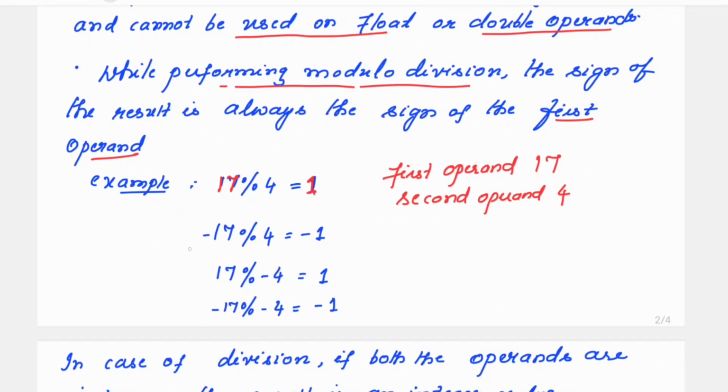Suppose in the second example we have taken, the first operand is having a minus sign, so the result will always carry the sign of the first operand. Here in this case it is minus. If the second operand is having a minus sign, still the result will carry the sign of the first operand. Here it is plus, so the result is 1. In case both the operands are having minus, still because the first operand is having a minus sign, the result will always be minus here.